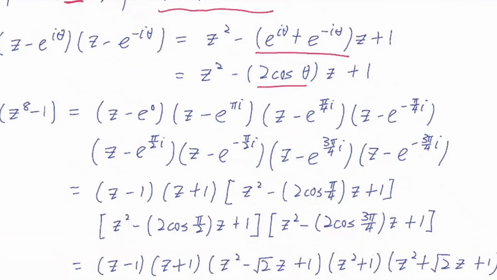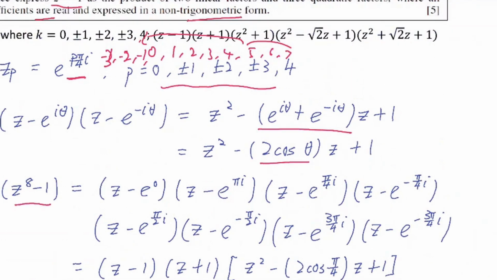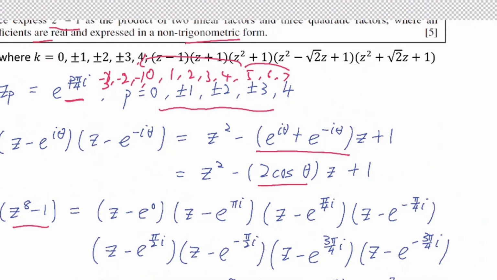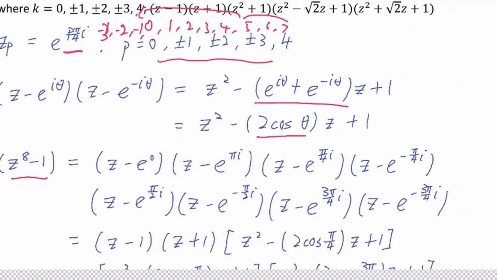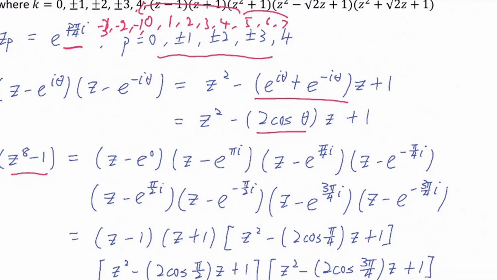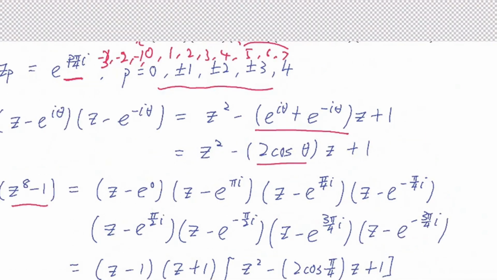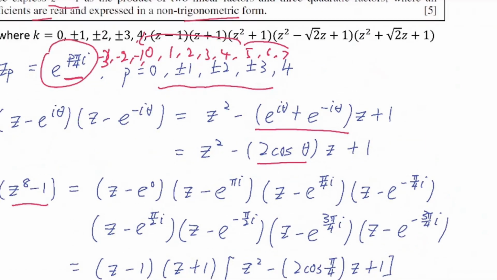So what happens is that for z to the power 8 minus 1, when we want to write that into its factors, we need each of the roots. For each of the roots, it can actually be obtained from the first part.